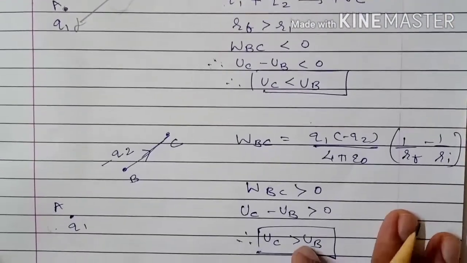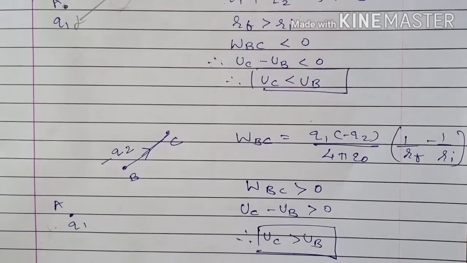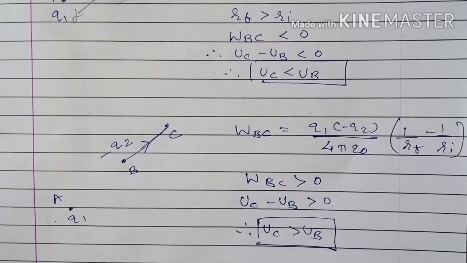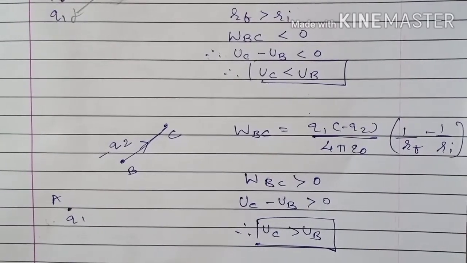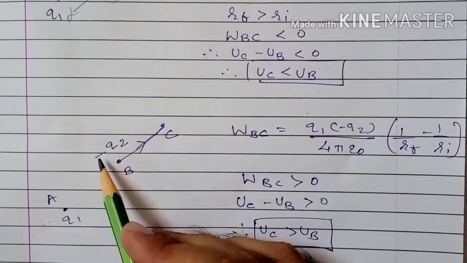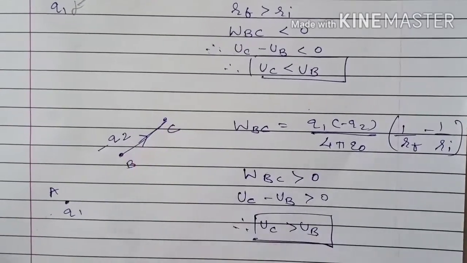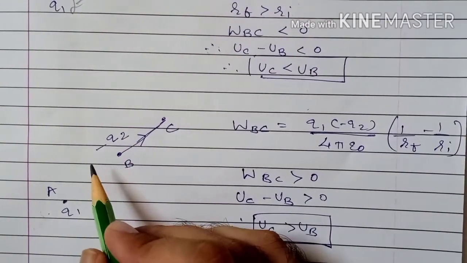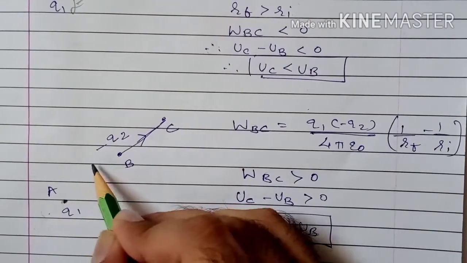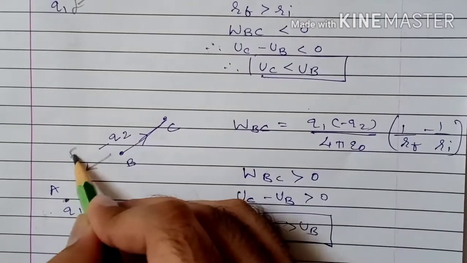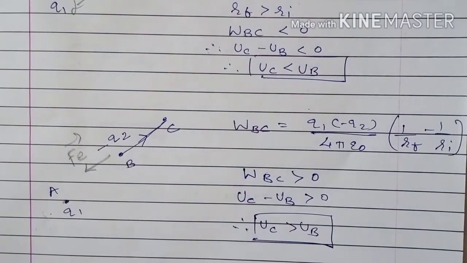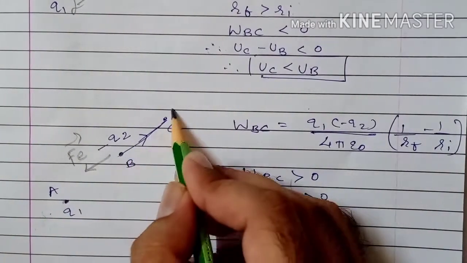Now if we consider this type of case, Q1 is fixed at point A, and now a negative charge minus Q2 is taken from B to C. So what will be the direction of the electric force? Now which type of force will act? Attractive force. So the Fe vector will be in this direction, towards A, and the displacement is from B to C.